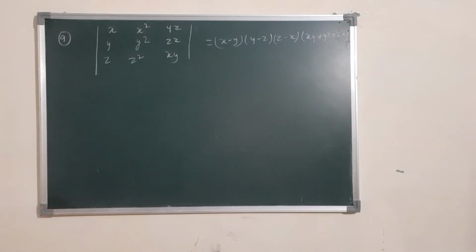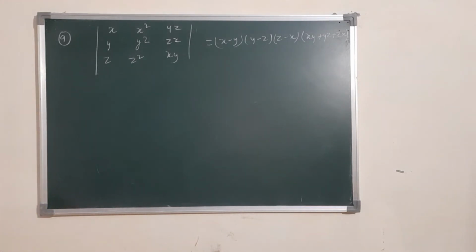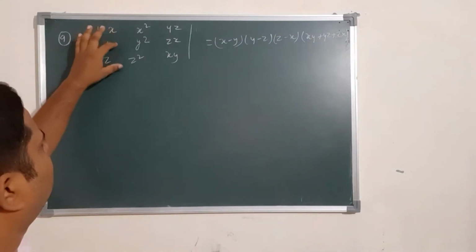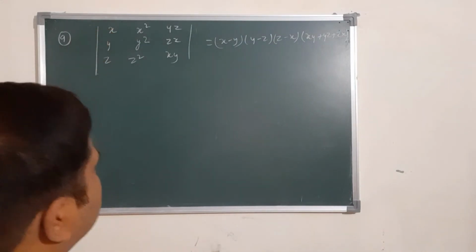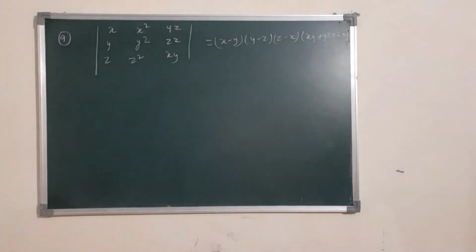Okay, so just see the solution of this question. First of all we take LHS and proceed. For x minus y we need to take common, so we use the operations r1 minus r2 and r2 minus r3.